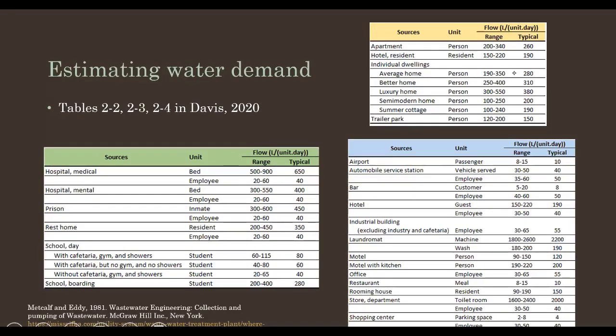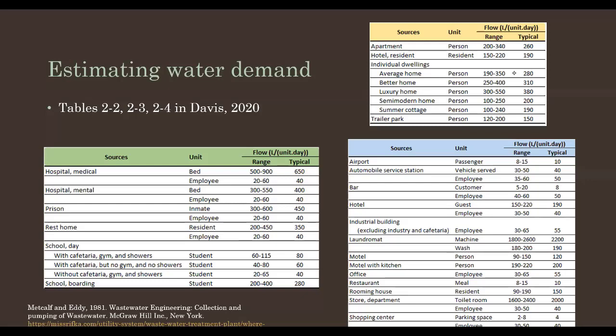In terms of estimating water demand, there are a number of tables in Davis. The tables are actually all taken from Metcalf and Eddy. These are samples of the tables that are in Davis. Tables 2-1, 2-2, 2-3, 2-4 are essentially these tables. These tables are actually from a book called Wastewater Engineering, Collection and Pumping of Wastewater. It's Metcalf and Eddy. It's considered kind of the Bible of wastewater treatment.